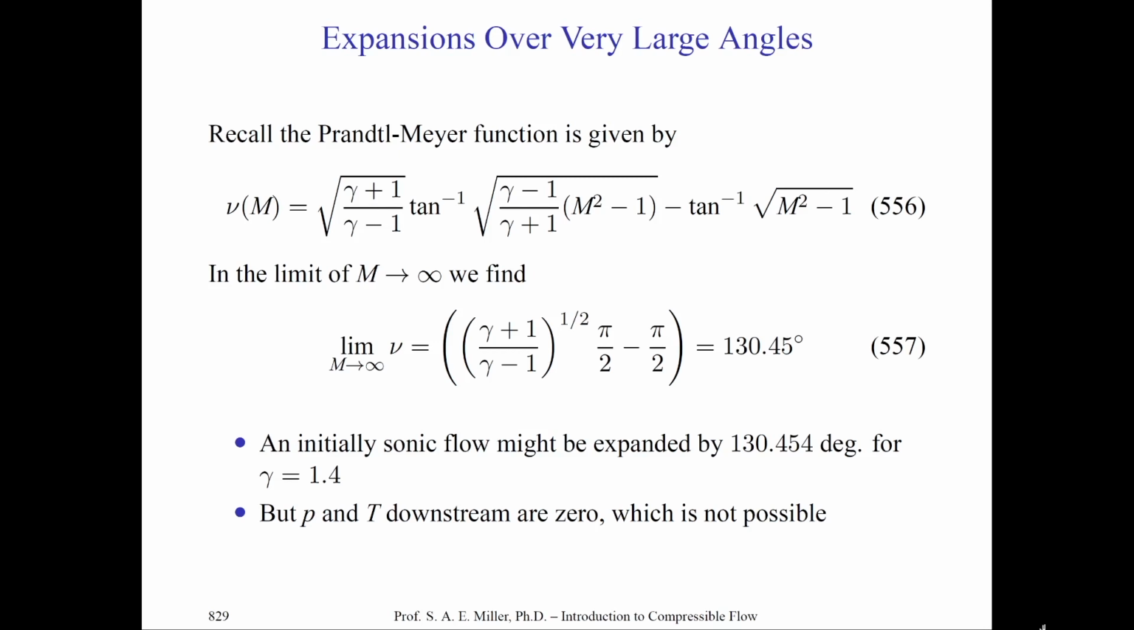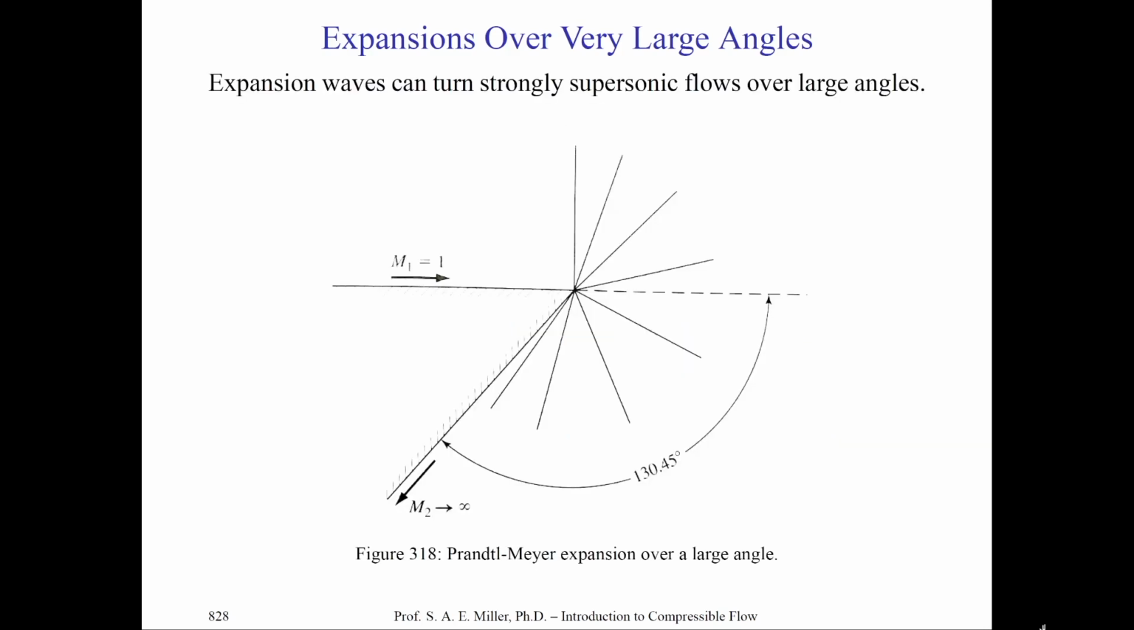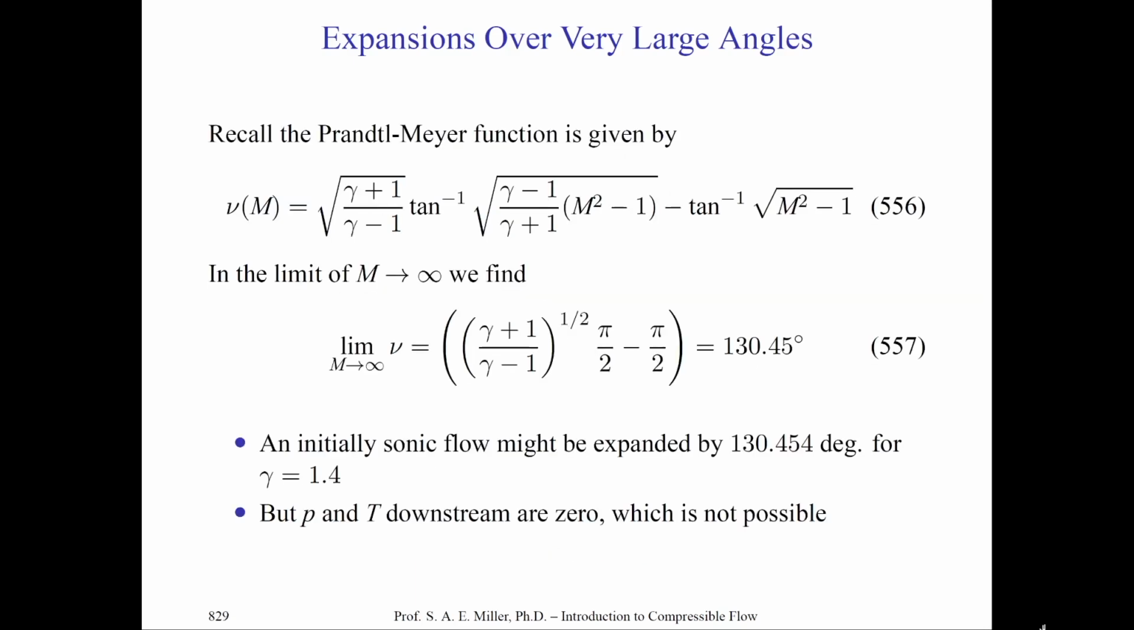Now we'll take the limit as Mach number goes to infinity. Performing the operation, you'll find, as M goes to infinity, the square root of (gamma plus 1) over (gamma minus 1), times pi over 2, minus pi over 2. Evaluating that term and putting it in terms of degrees, you'll find 130.45 degrees, which is shown in figure 2. So if we let our Mach number go to infinity, the expansion is about 130.454 degrees at gamma 1.4; you'll have a different angle for different gammas. Then you, of course, will have a maximum turning angle of your expansion.